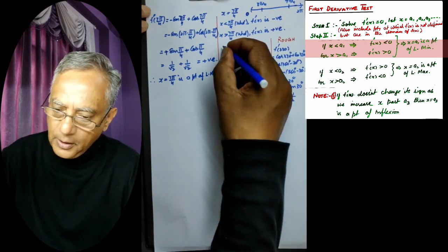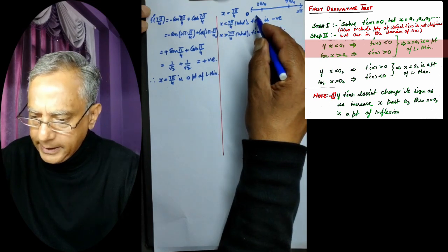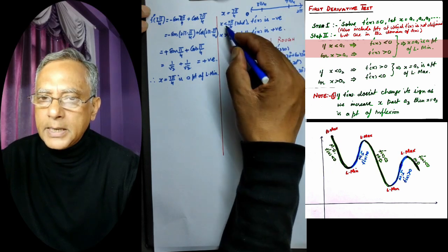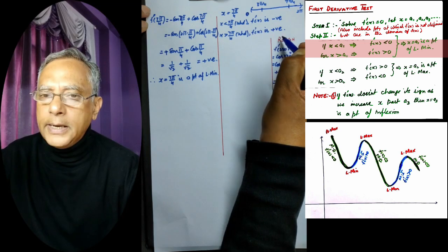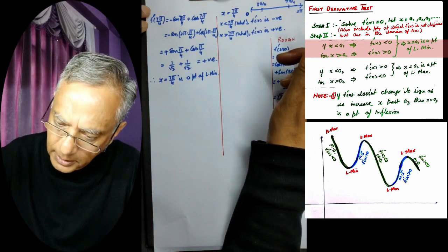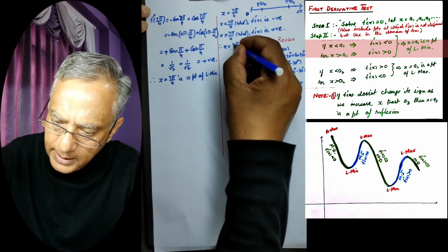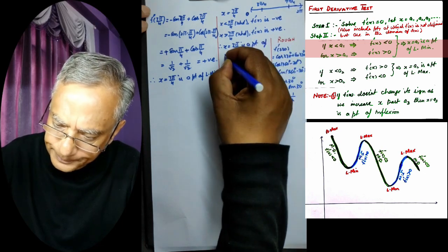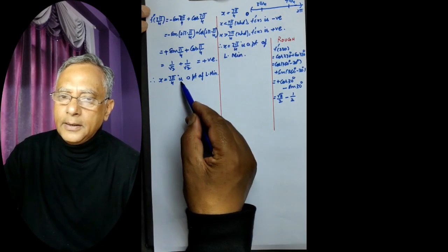Therefore, the function changes its trend from monotonically decreasing to monotonically increasing as we increase x past 7 pi by 4. From decreasing to increasing. Therefore, this will be a point of local minimum. Therefore, x equal to 7 pi by 4 is a point of local minimum.